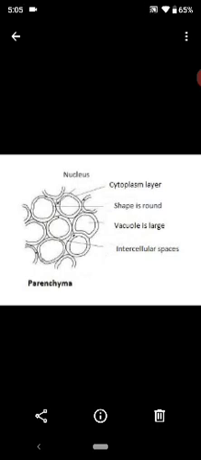The functions of parenchyma: number 1, storage of food. Number 2, if they have chlorophyll, they are called chlorenchyma and they perform photosynthesis. If they have air cavities, they are called aerenchyma. These are found only in aquatic plants. They are meant for growth, and they are the most abundant tissue in the plant body.